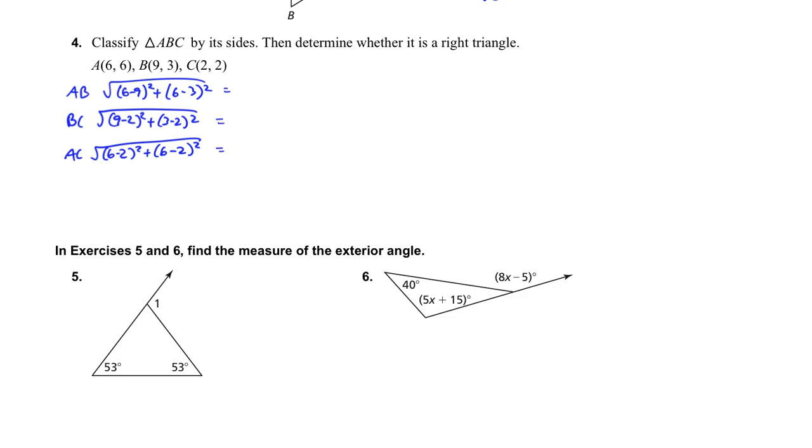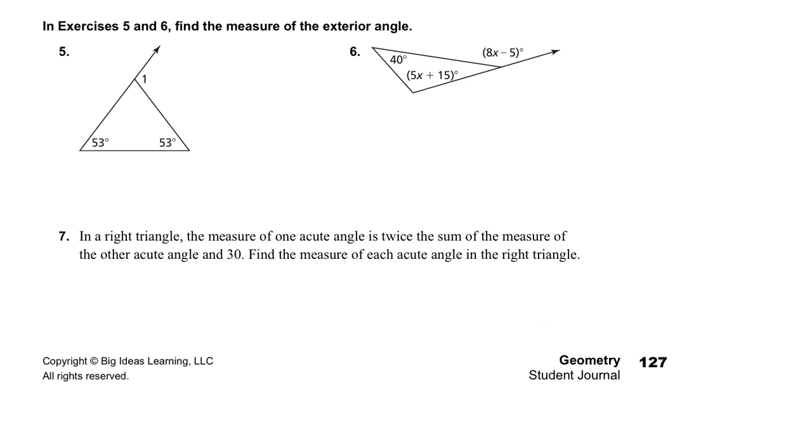So give me a minute as I put this in my calculator. I just put all those in my calculator and I got the following sides. Since all three sides are different, this would be a scalene triangle. All right, let's go down to these last couple questions.